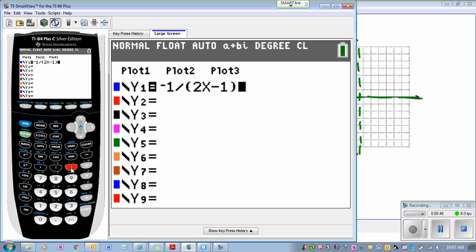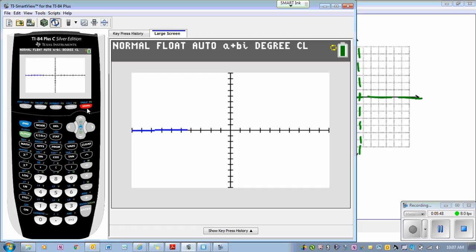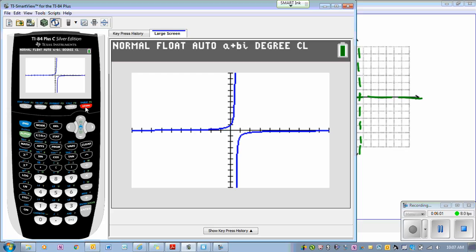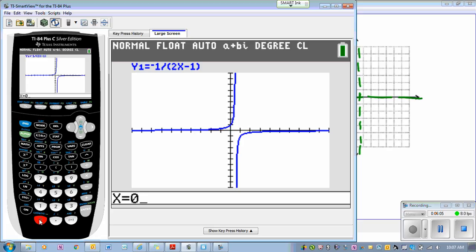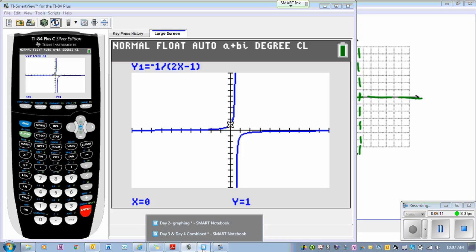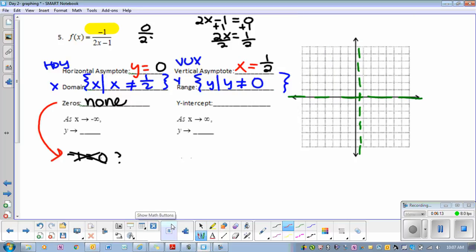And then I'm going to graph this. Let's see what it looks like. Remember, it has to look like this, a hyperbola. Actually, we're looking for the y-intercept. Remember, trace, 0, enter. What is it? 1. So (0, 1). Yep, there we go.